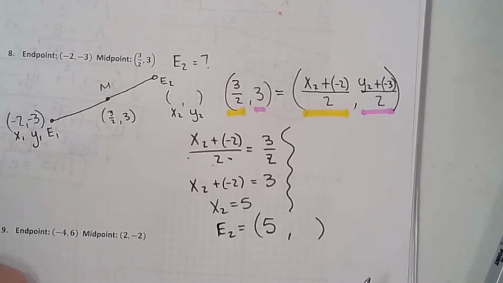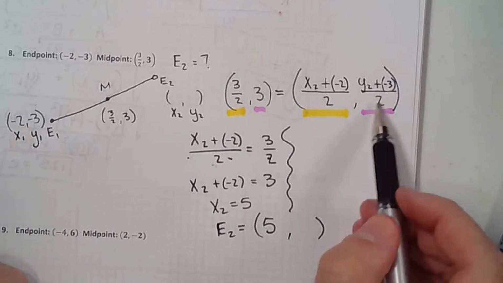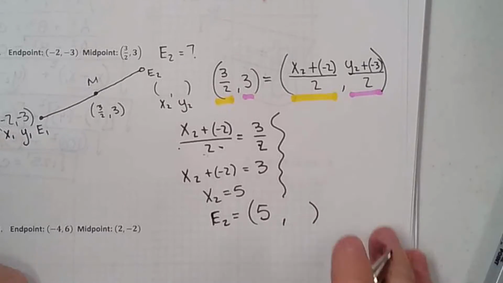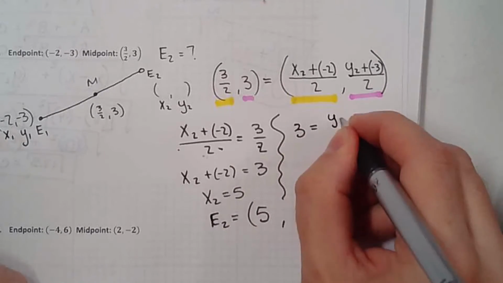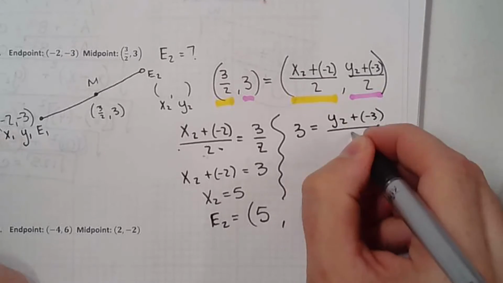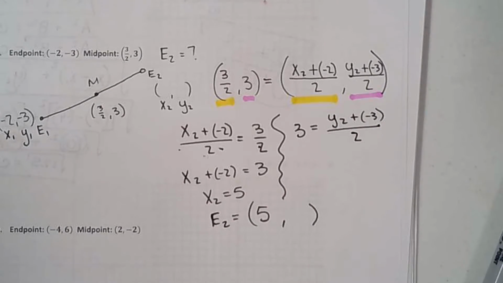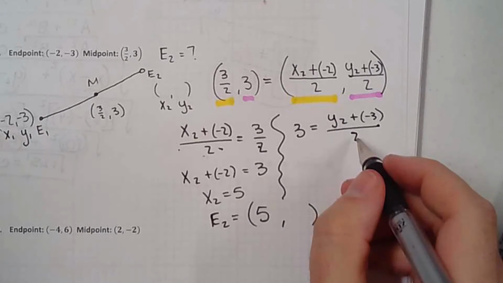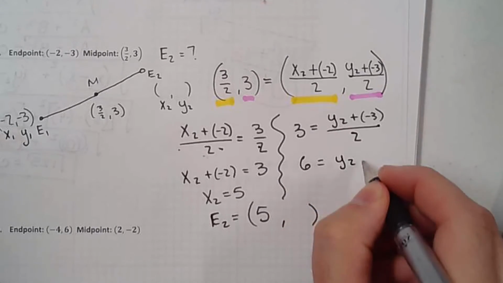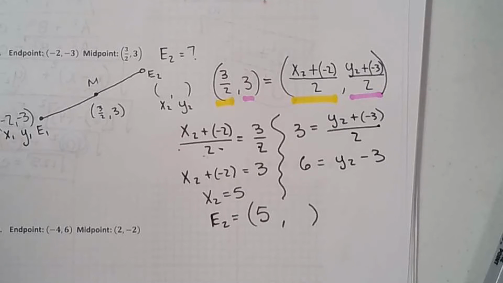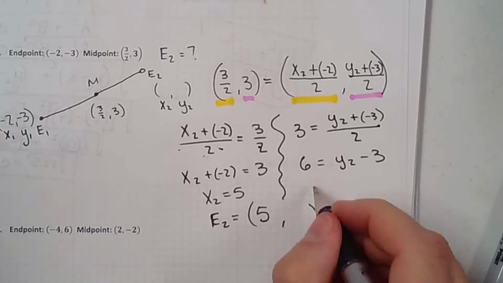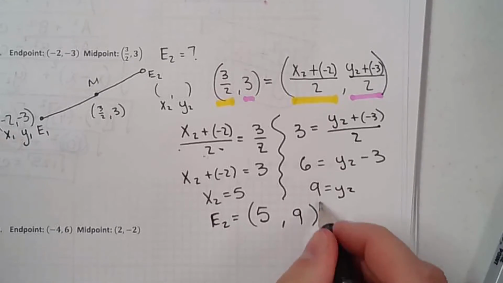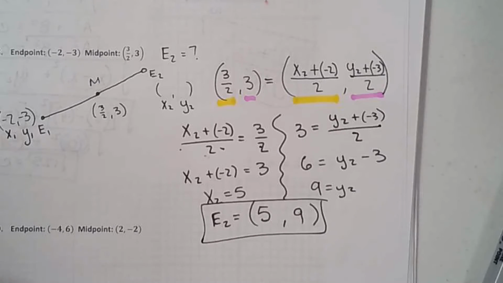How do we do that? Yeah, basically the same thing. Take this bunch of junk over here, and it should equal 3, right? So I'm going to write that. 3 equals (y2 + -3)/2. What's the first thing we do to make a better world? We get rid of the division. And how do we do that? We multiply. So we multiply and we get 6 over here. And that's going to be a minus 3, yeah. And now to get y2 on its own, which is our whole goal, we add 3 to both sides. So we get 9 equals y2. So that mystery endpoint is at (5, 9), which is slightly taller than I am.